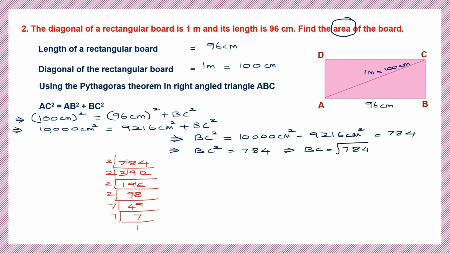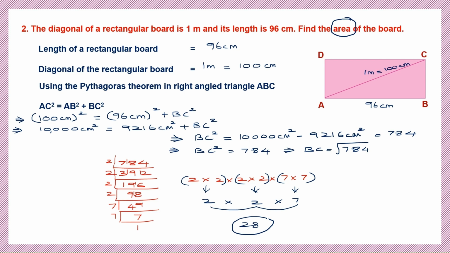Now let's write it down. So that will be 2 into 2 into 2 into 2. There are 4 2's and there are 2 sevens. Now pair it up. There are 2 in each pair here. I'm going to take 1 from each pair. From here I'm going to take 1. From here I'm going to take 1 number. From here also I'm going to take 1 number. So that is 2 into 2 into 7. 2 2's are 4. 4 7's are 28. So that means the square root of 784 is 28.